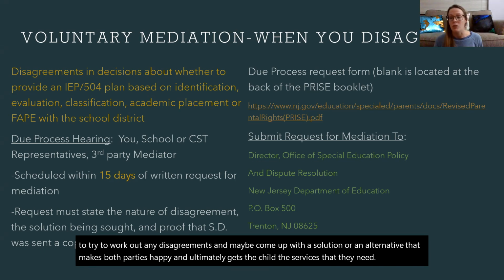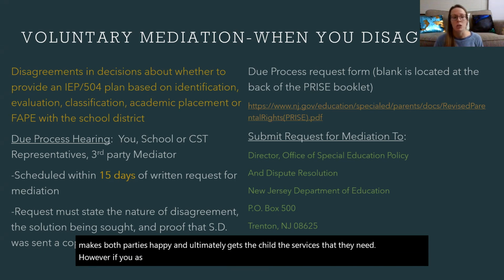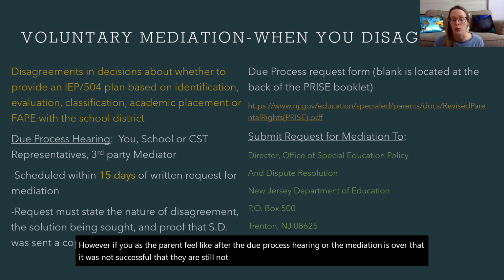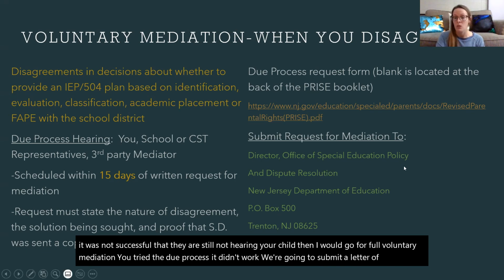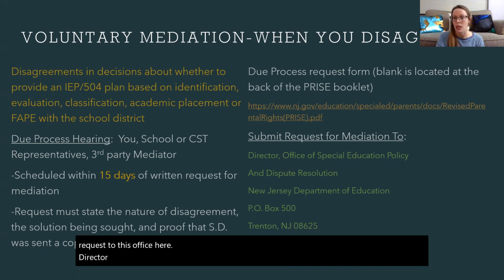However, if you as the parent feel like after the due process hearing or the mediation is over that it was not successful, that they are still not hearing your child, then I would go for full voluntary mediation. You tried the due process, it didn't work. We're going to submit a letter of request to this office here. Director of Office of Special Education Policy and Dispute Resolution.